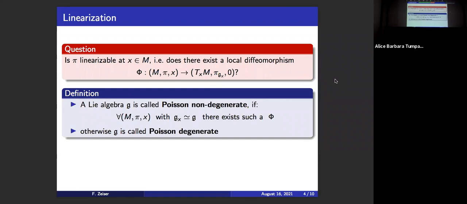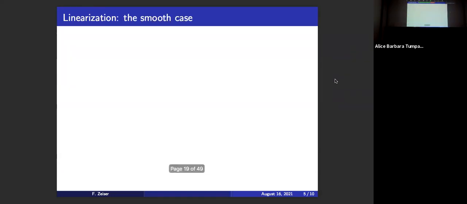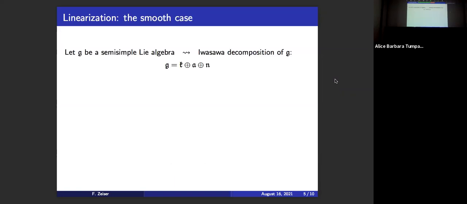In the same paper, Weinstein proved the splitting theorem. He showed that any semi-simple Lie algebra is formally Poisson non-degenerate, meaning that one can always find an invertible power series mapping the corresponding power series of the Poisson structure to the linear one. And we are more interested in the smooth case. So let me briefly recall how the situation looks for semi-simple Lie algebras in the smooth case, and for that we need the Iwasawa decomposition.